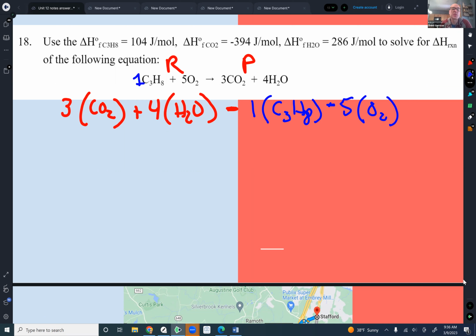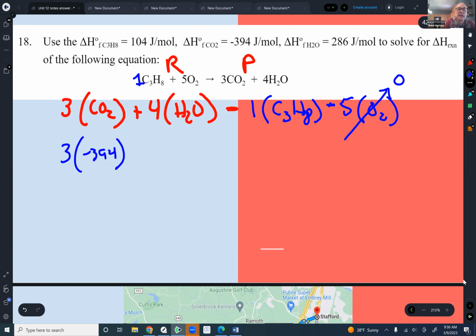Now I'm going to substitute in these heats of formation. They are given to you, or you could look them up on your table. But what we must remember is that oxygen has no heat of formation. It was already formed, so it's 0. So instead, I'm just going to plug in my value for the CO2, which is negative 394. I'm going to substitute in my water, which is 286. I'm going to subtract from that the C3H8, which is 104.